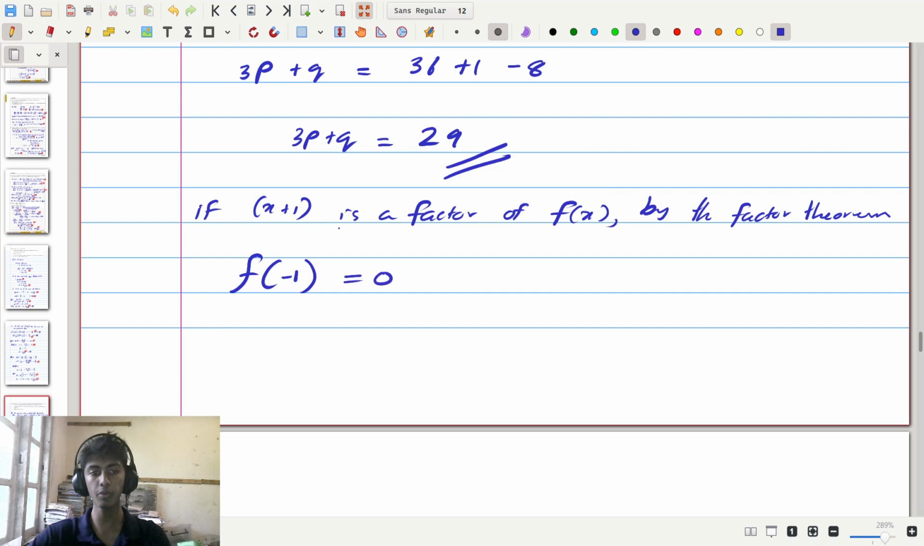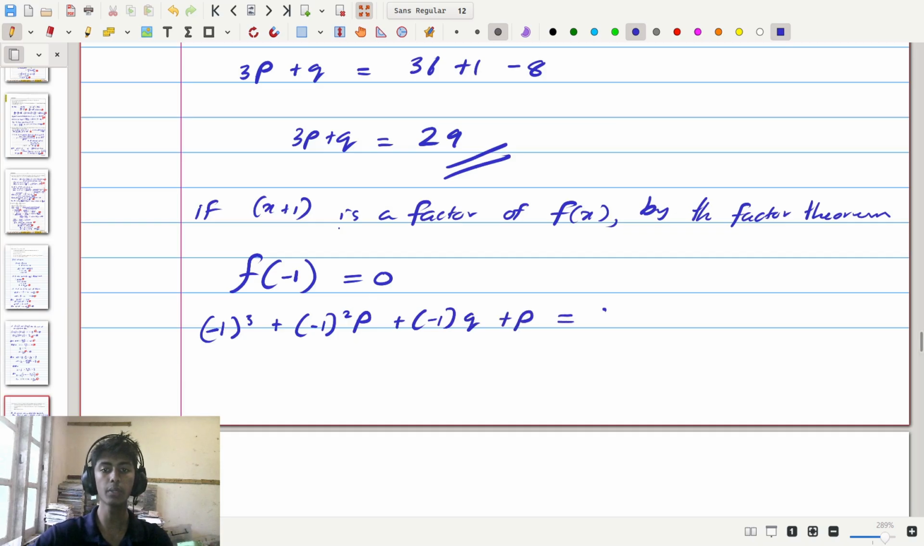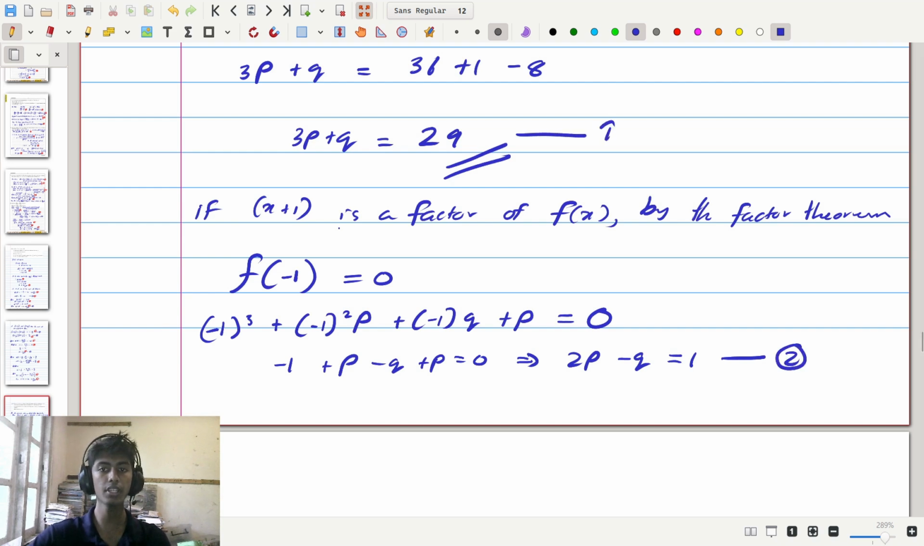Now substituting in minus 1, we get minus 1 cubed plus minus 1 squared p plus minus 1q plus p is equal to 0. Substituting, we get minus 1 plus p minus q plus p equal to 0, which translates to 2p minus q equal to 1. This is going to be called equation number 2, and we're going to call the earlier equation number 1. Now what we can do with these two equations is to find the values of p and q.